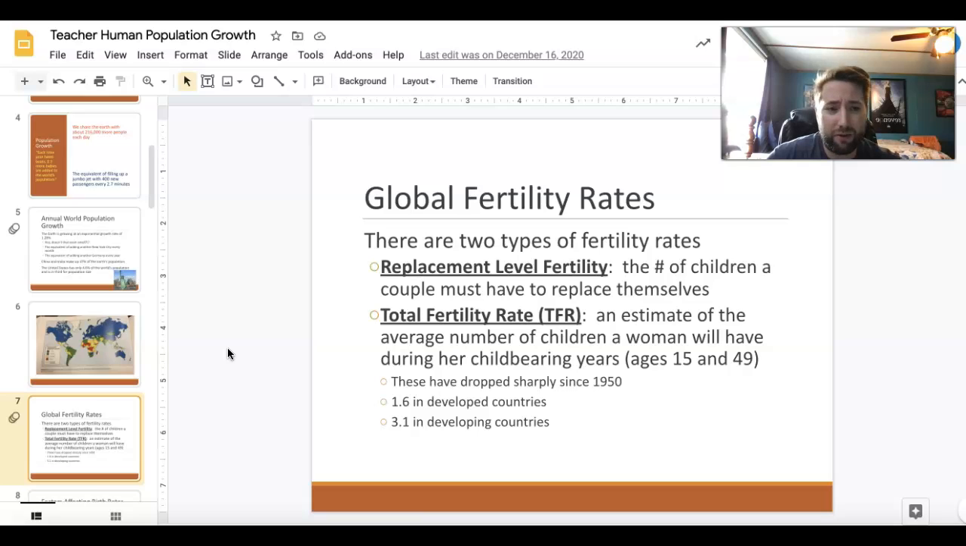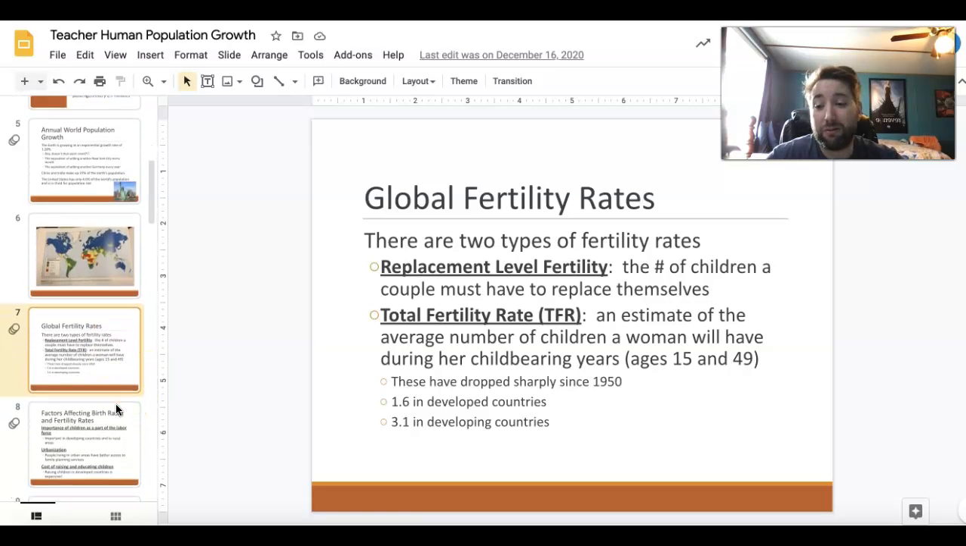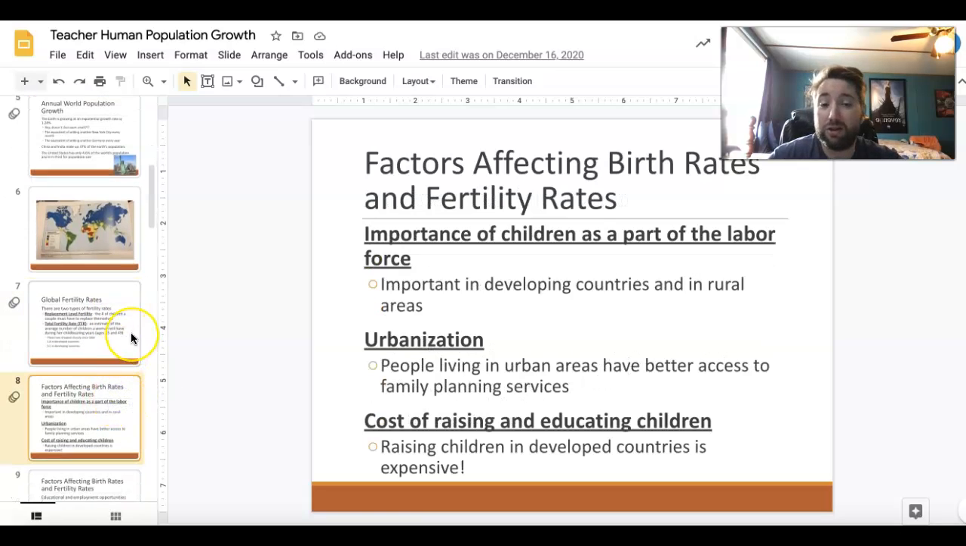I don't know of a lot of women who are having babies at the age of 49 in developing countries. There are some women who are having babies at 49 in America, but not a lot. So since 1950, these rates have actually gone down dramatically. It's 1.6 in developed, I'm sorry, and then 3.1 in developing countries. So these global fertility rates can really determine how fast your population is growing.